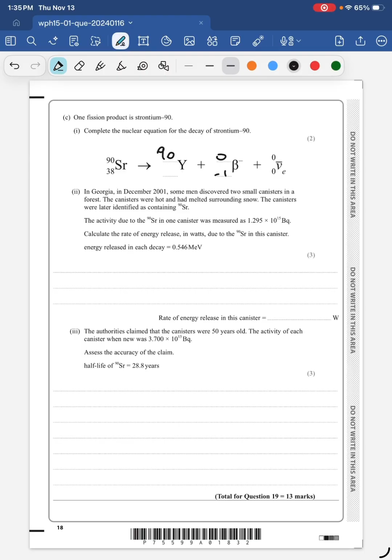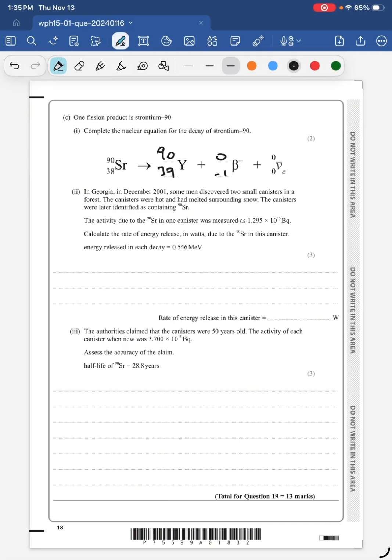The mass number has to be 90 because we have 90 before, therefore we have to have 90 after, okay? And to get 38, we need 39 for this nucleus, okay? 39 minus 1 gives you 38. So the left-hand side and the right-hand side match. So that's it. Okay, part 2.